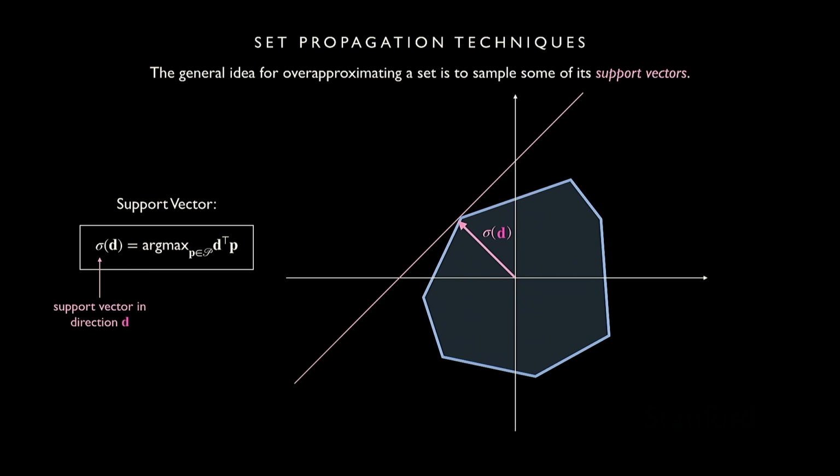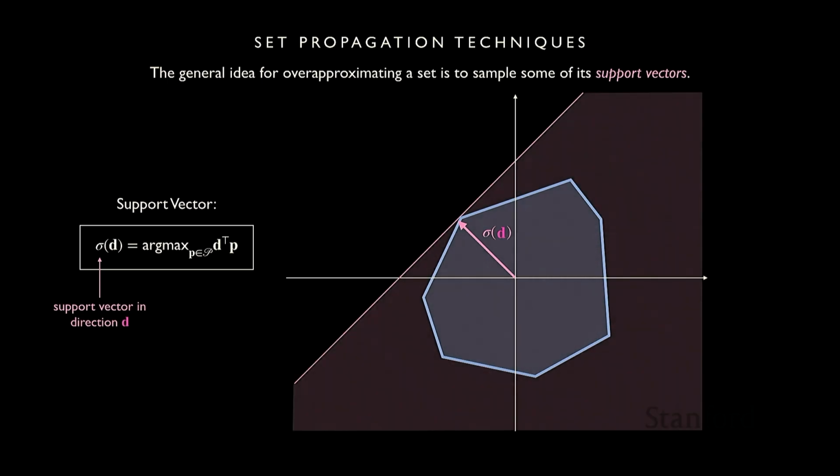What's cool about this is it actually defines a half space, because since this maximized it, all the points below it must be in the set. So this allows us to bound the set with some half space, and we can say that everything in this set is going to be within that half space. So this gives us a bounding half space.